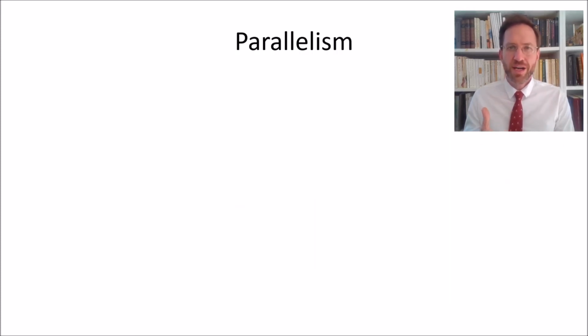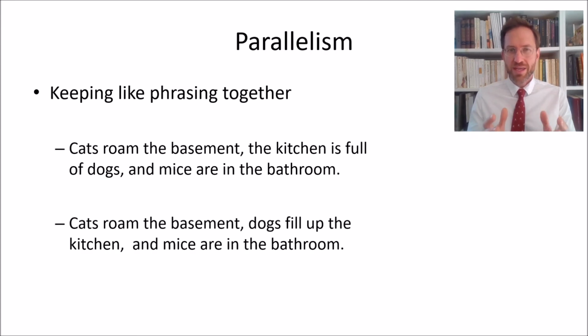The next idea we're going to talk about is parallelism. You may not even have ever really heard about this, but it's very simple, and it's just a good tool to use to help sharpen the clarity of many things, and that's to keep like phrases together. Here's a very simple example. Cats roam the basement, the kitchen is full of dogs, and mice are in the bathroom. Or what sounds better? Maybe this one. Cats roam the basement, dogs fill up the kitchen, and mice are in the bathroom.